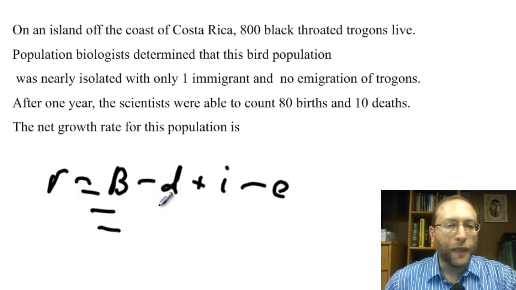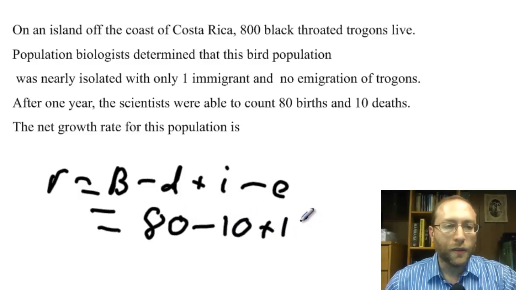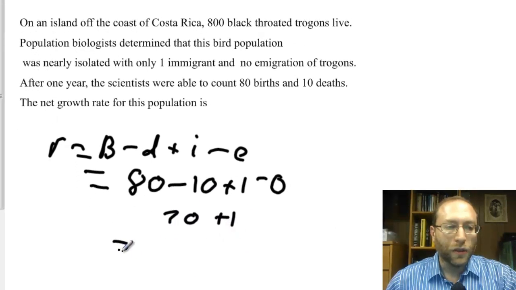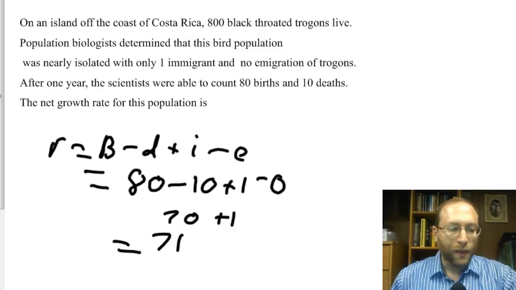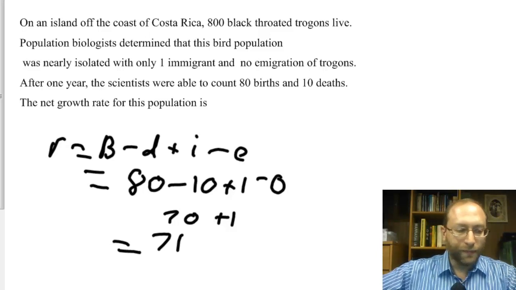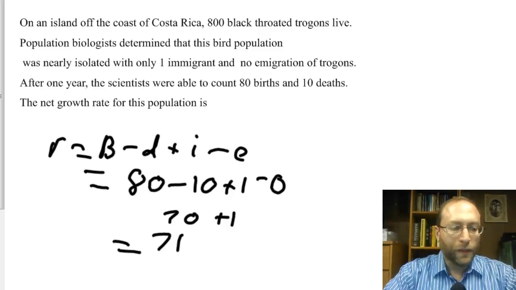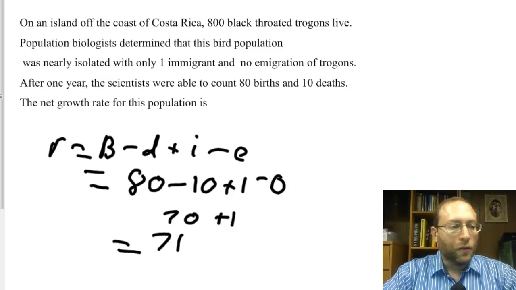So, the birth number is 80 minus 10 deaths plus 1 minus 0. So this together is 80 minus 10 is 70, plus 1. So the whole net growth is 71. And that's how you do that. Relatively simple formula compared to what we did in the past with dimensional analysis.